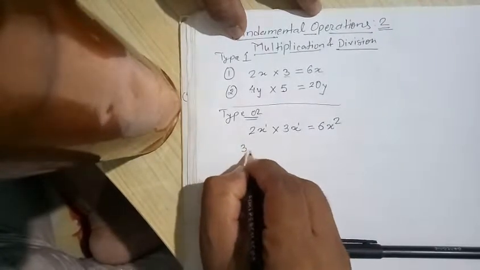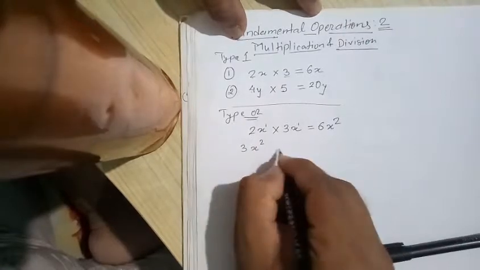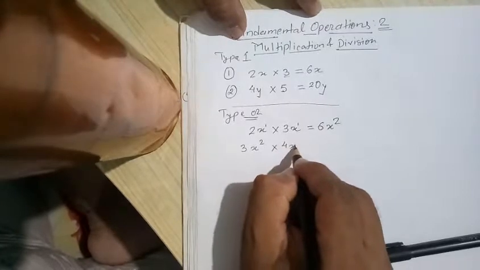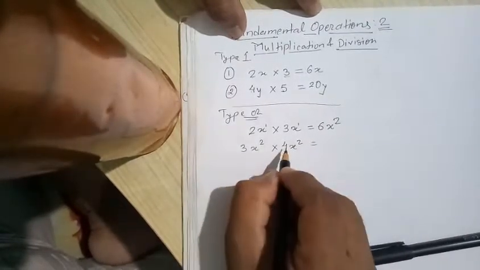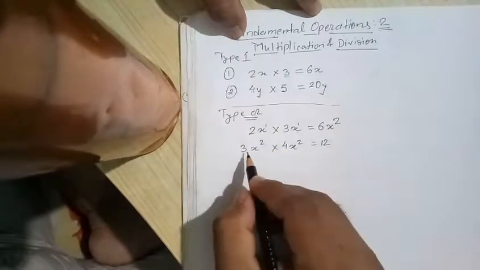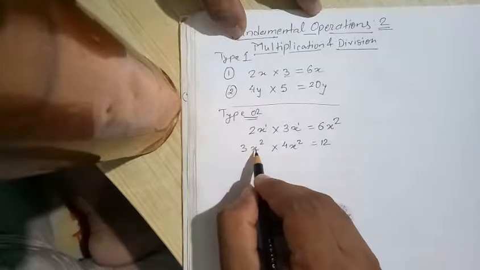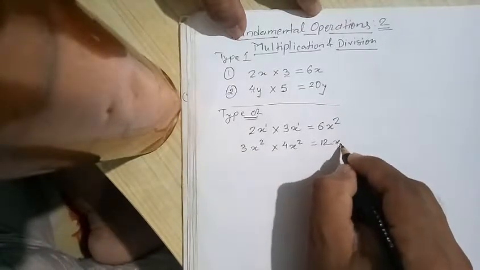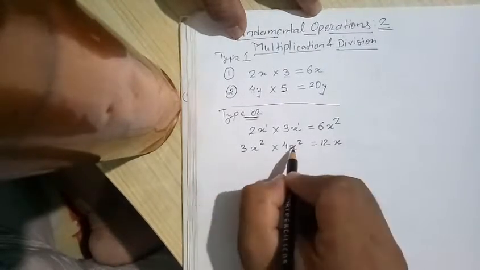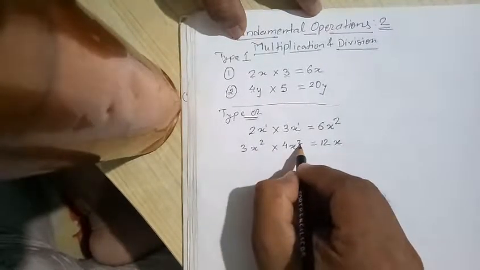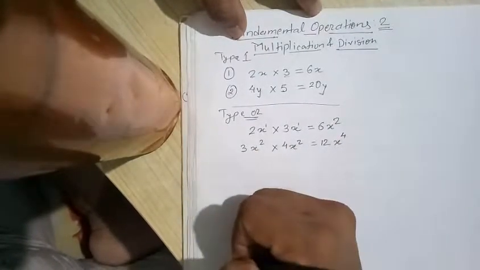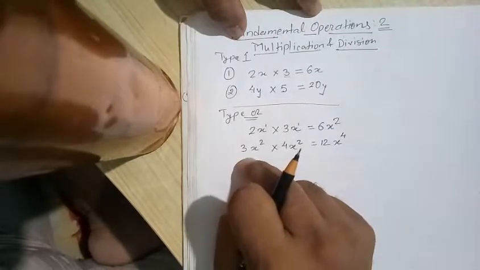If I have 3x squared multiplied with 4x squared: 4 threes are 12, am I right? As I told you, constant multiplies with constant. Where variable x is multiplied with x, when they are the same variable you need to add their indices. Here is 2 index, here is 2 index, total is 4. Now how does it work? x squared.